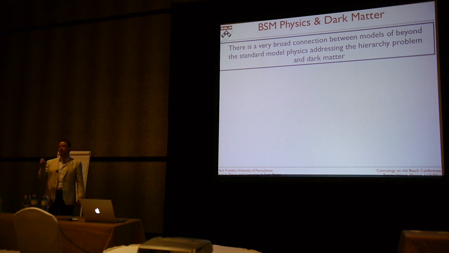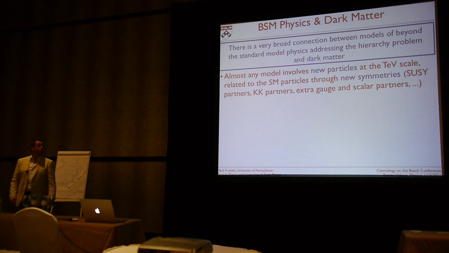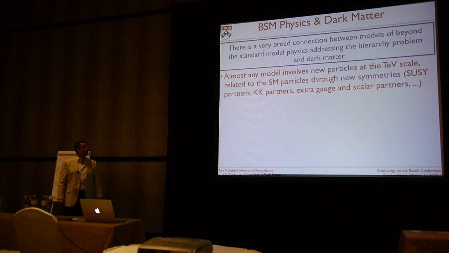And the argument I'll make, which I'll make more precise for models in a moment, is the following. Any model that you introduce will have new particles at the TeV scale, because you're modifying the weak scale. They must be related to the standard model particles through new symmetries, because otherwise how are they possibly going to help you with the hierarchy problem, which involves delicate cancellations of one kind or another.